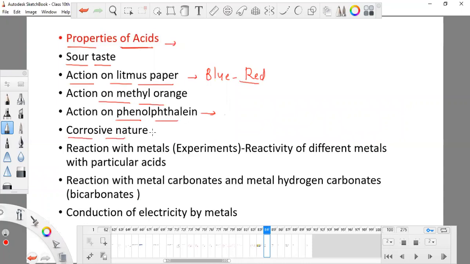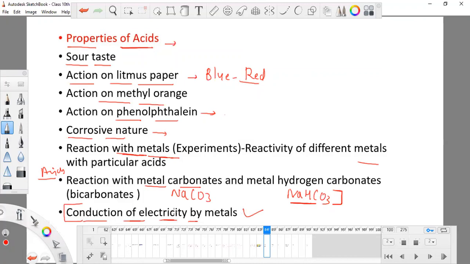It is corrosive in nature, it can corrode or melt things. We studied the reaction of acids with metals. We studied the reaction of acids with metal carbonates and metal hydrogen carbonates in previous classes. We also studied that acids can conduct electricity.